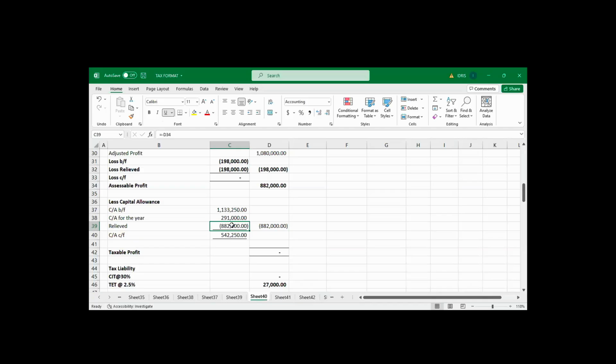But since this one is a manufacturing company, all the profit can be used for the capital allowance. And we should thank God.